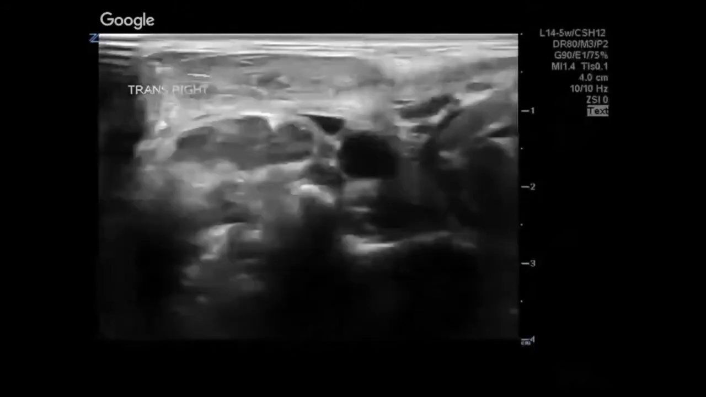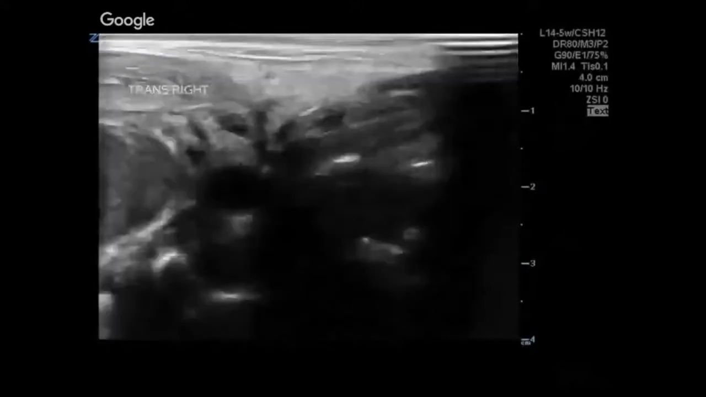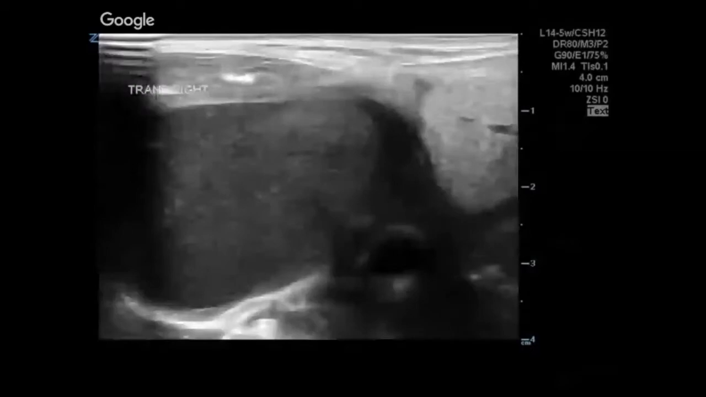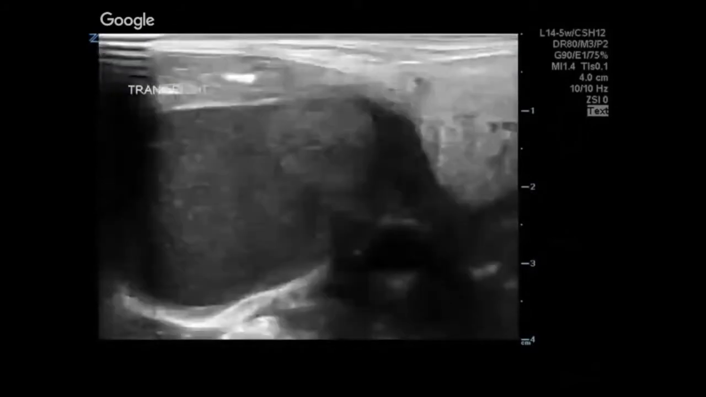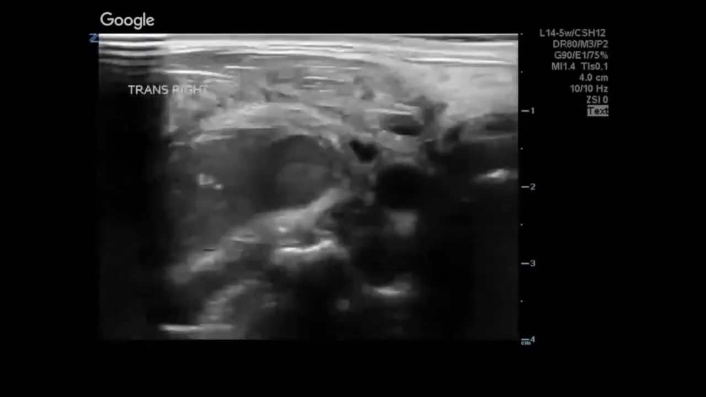What is it? So we see a fluid-filled cyst, whose content is not hypoechoic this time. It's more hyperechoic. Exactly. And I would say probably it's a branchial cleft cyst or something like that.